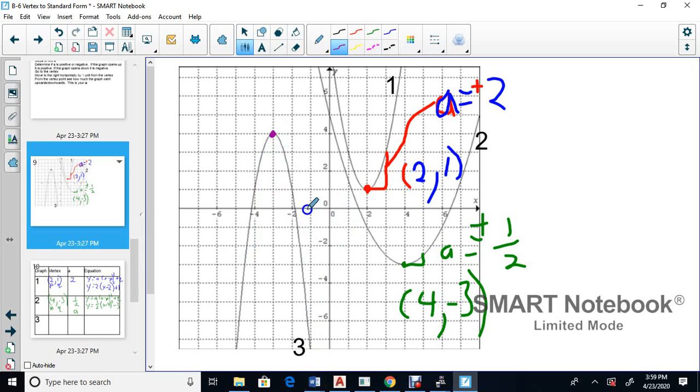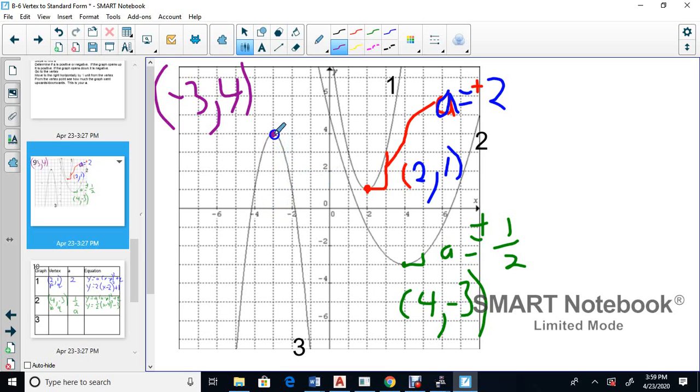Let's figure out what it is. Negative 1, negative 2, negative 3, comma. Okay, let's see what we go up: 1, 2, 3, 4. We're going up by 4, so comma 4. Negative 3, comma 4. That's our vertex, our V.